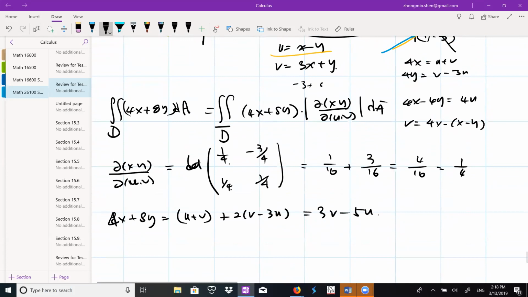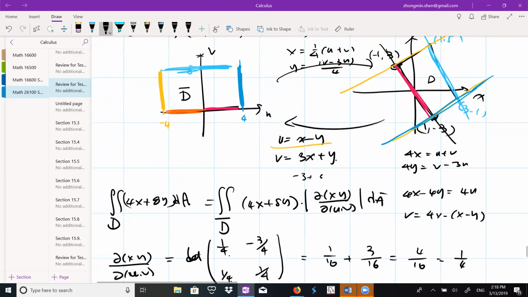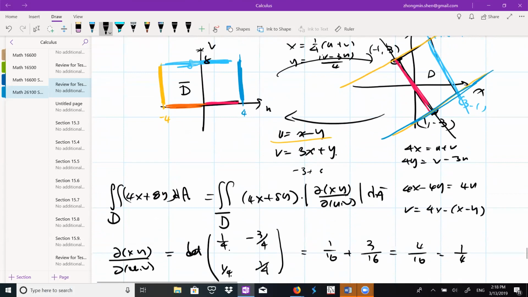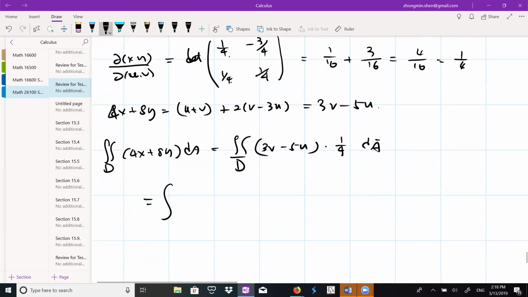So you're going to get 3v, u minus 6u, it's -5u. So now this double integral is going to be the double integral of 3v minus 5u, times the Jacobian, dA. Go back to the domain. Our rectangular domain, right? V is from 0 to 8. U is from -4 to 4. So it's going to be the integral from -4 to 4, and v from 0 to 8, of (3v minus 5u) divided by 4, dv du.